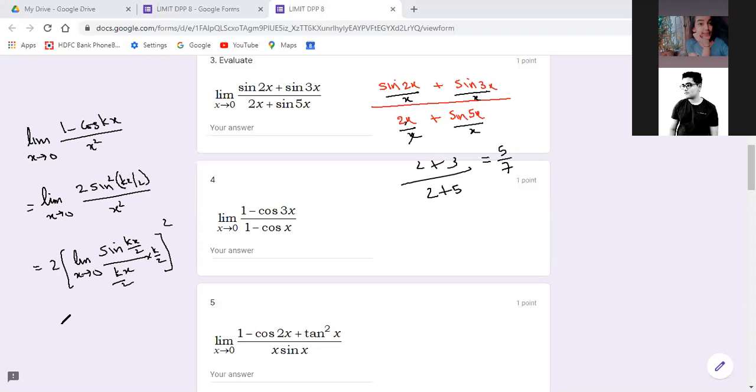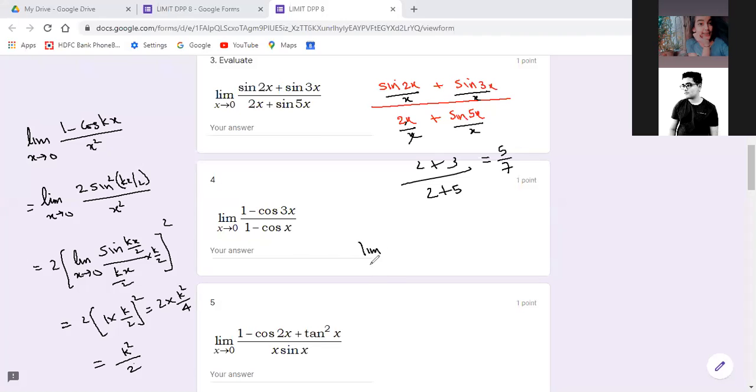So it will be 2 into k by 2, the whole square. I missed the square only. So your answer will be k square by 2. Earlier it was k square by 4, but it will be k square by 2. This means you can always use this for 1 minus cos.